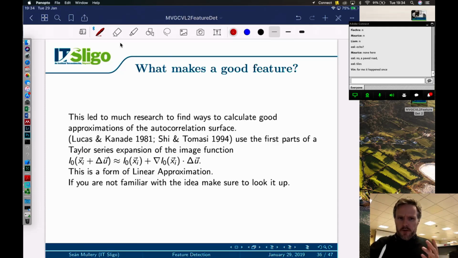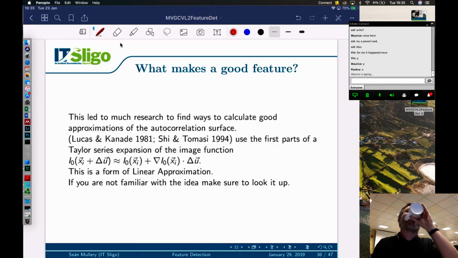So Lucas and Kanade in 1981 and Shi and Tomasi in 1984 used the first parts of a Taylor series expansion of the image function. Now, how many of you have come across Taylor series, first of all? So a Y or an N for Taylor series? Okay, now I suspect all of you have come across it at some point. If you've gotten this far in engineering degrees, you probably have, but you've maybe forgotten it.